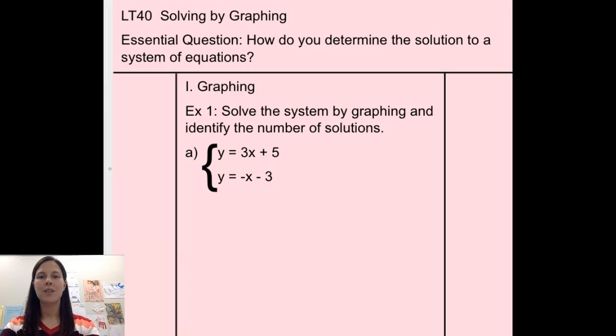Now that we've seen what different types of systems look like based on their graph or their equation, we're going to find out how to solve them. The first way we're going to learn how to solve systems is by graphing. Now you may be wondering why there's no graph on our paper. It's because we will be using a graphing calculator to find our solutions.